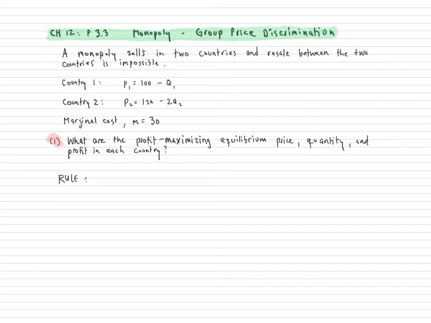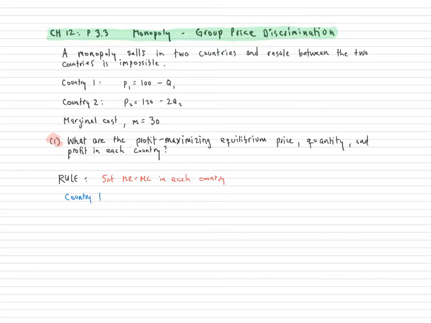All right, so the first thing we just want to make sure we understand is what are the rules here. And the rule is that with price discrimination, you will set marginal revenue equals marginal cost in each country. So we can just do each country separately, and we'll find what the answers are. So let's do country 1 first here.